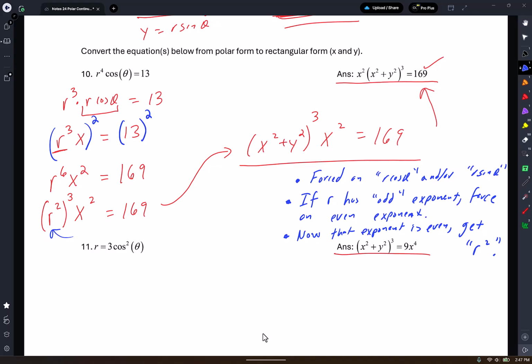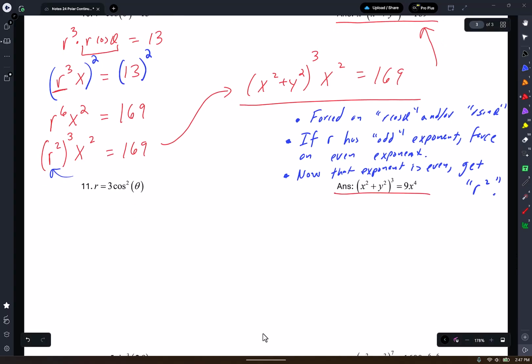Let's see. Let's follow the 3 bullets. First, okay, it says force an r cosine theta and or r sine theta. Okay, well look, expand this first. R equals 3, and that cosine squared means cosine theta times cosine theta. Are we okay so far? My first bullet says to force an r cosine or an r sine.